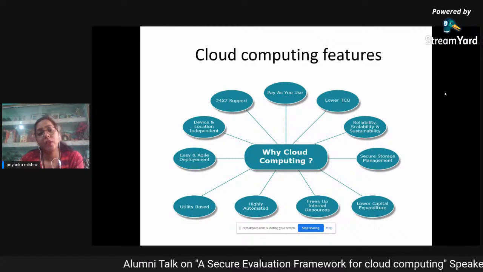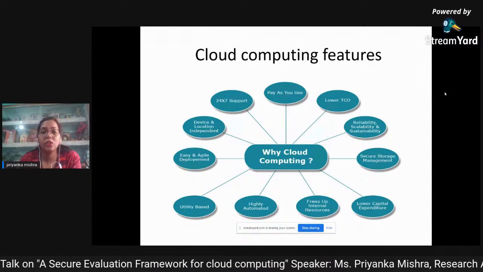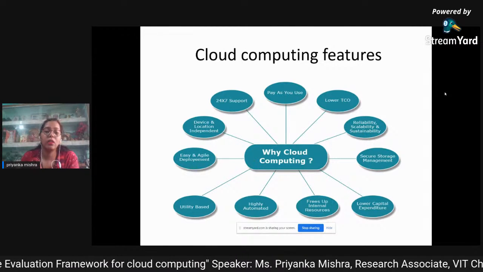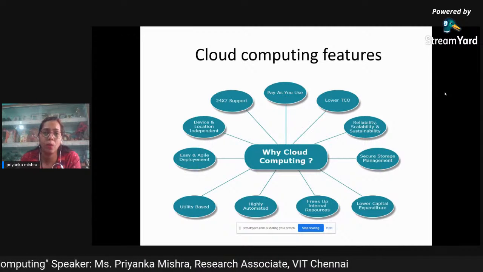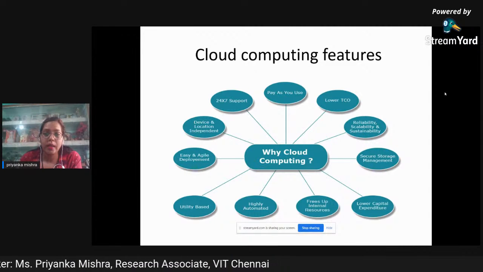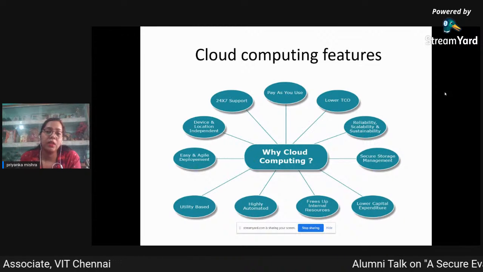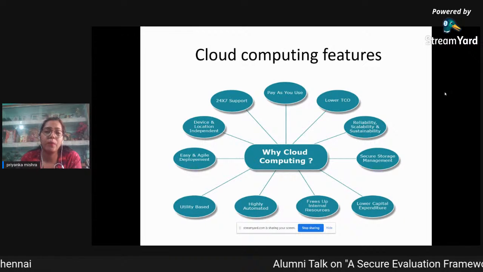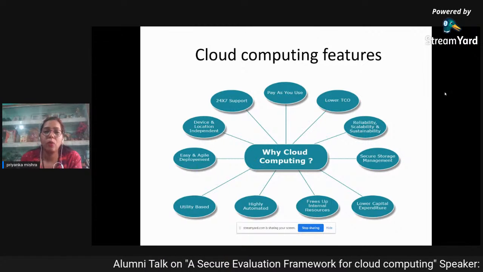So it gives 24 by 7 support. There is no time limitation. We are not bounded by a particular time limit. It gives 24 by 7 support. Next, it provides reliability, scalability, and sustainability. Reliability means reliable to everyone. Anyone can use cloud computing very efficiently from anywhere.